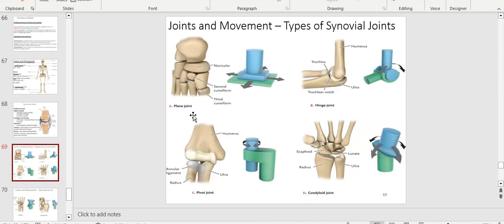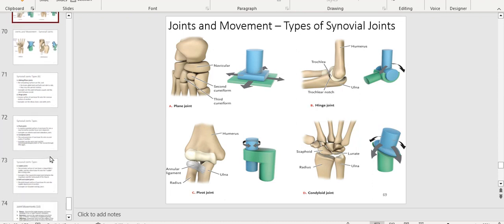And we're just on the tail end now. That's where we're at. A couple more slides and we're out of here. Types of joints. You've seen these last week. There's your plane joint. You'll see how it moves. Here we're talking about the carpals of a hand. And the plane joint just moves on a flat surface.